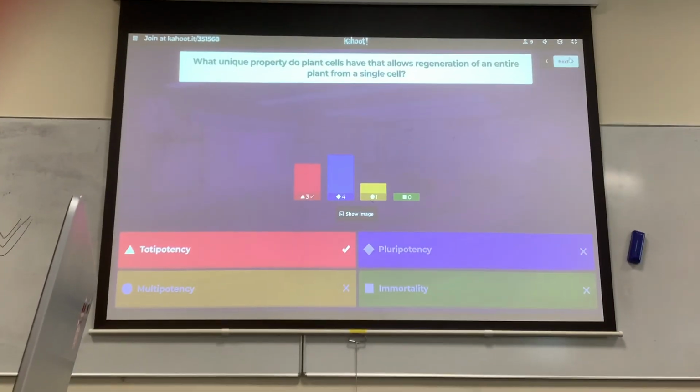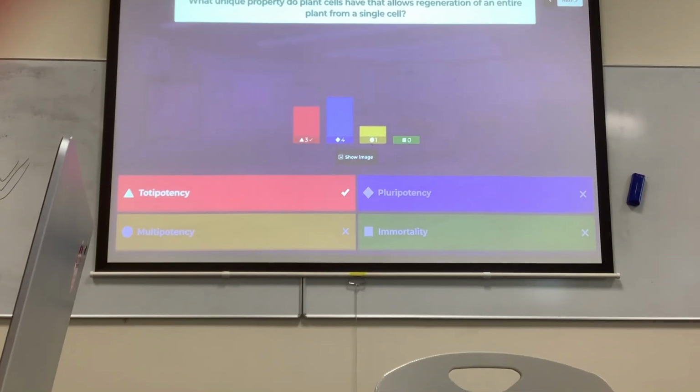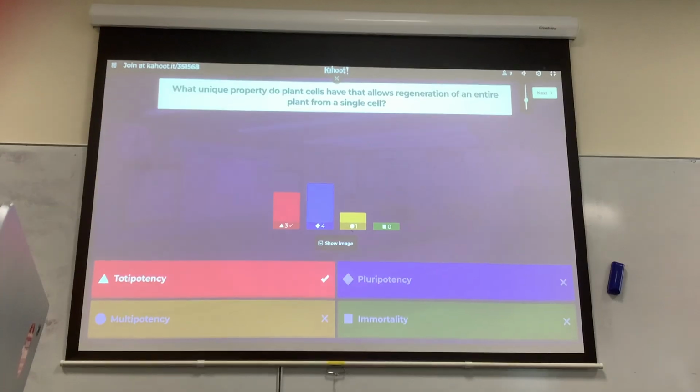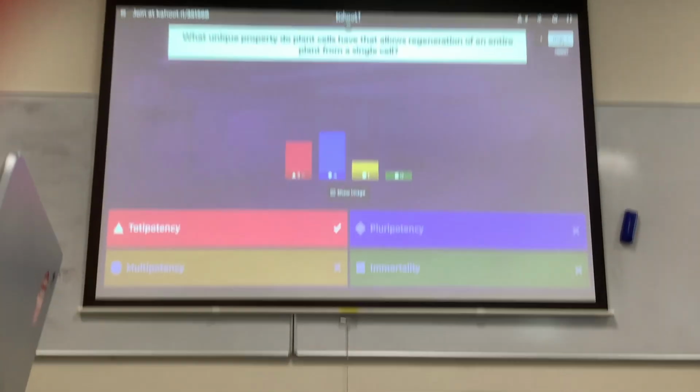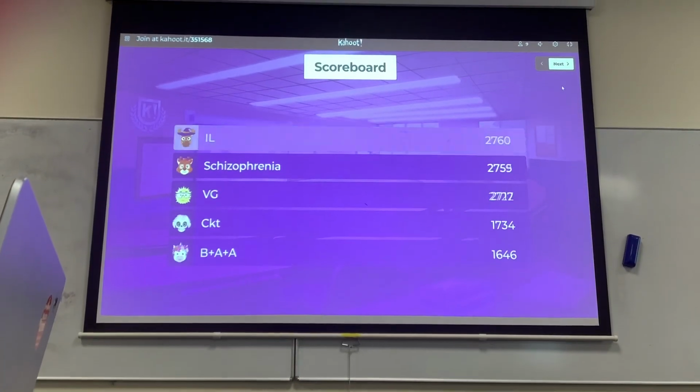Cell. Pluripotency is where many of the cells can come from a cell. So, totipotency, which animals don't have. We have pluripotent stem cells, but not totipotent stem cells in our adult body.